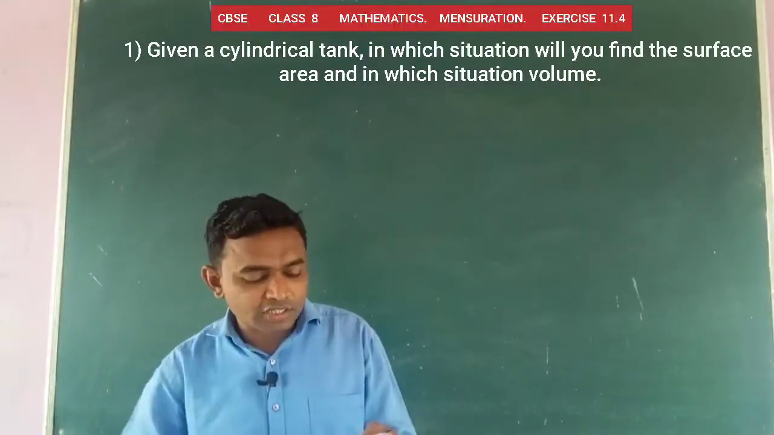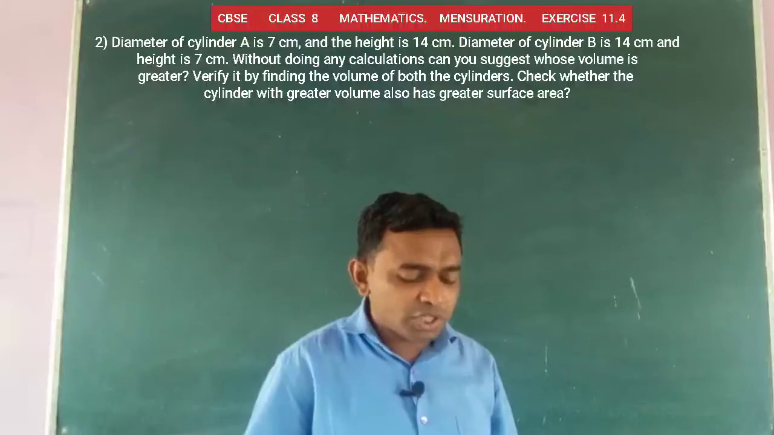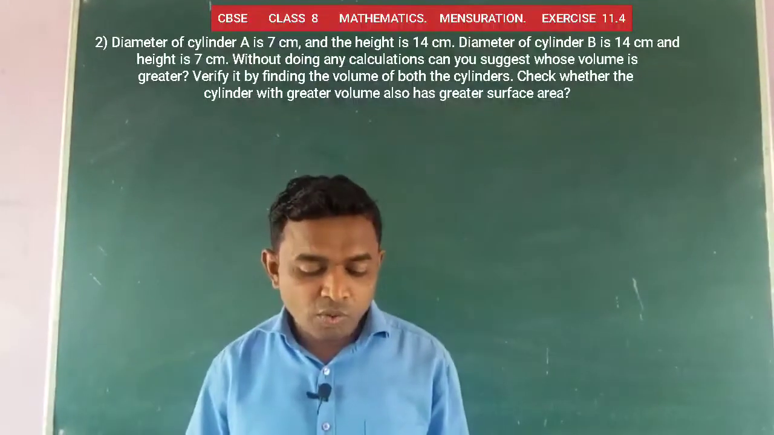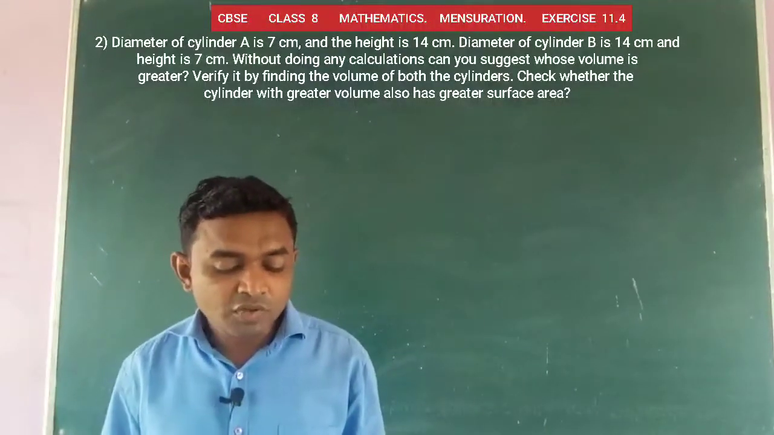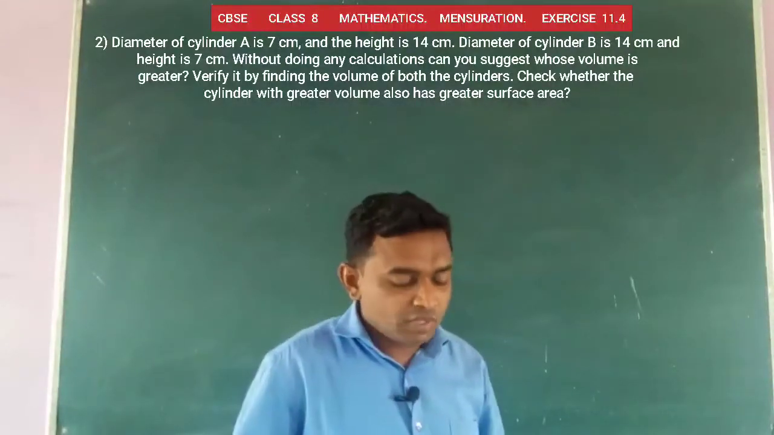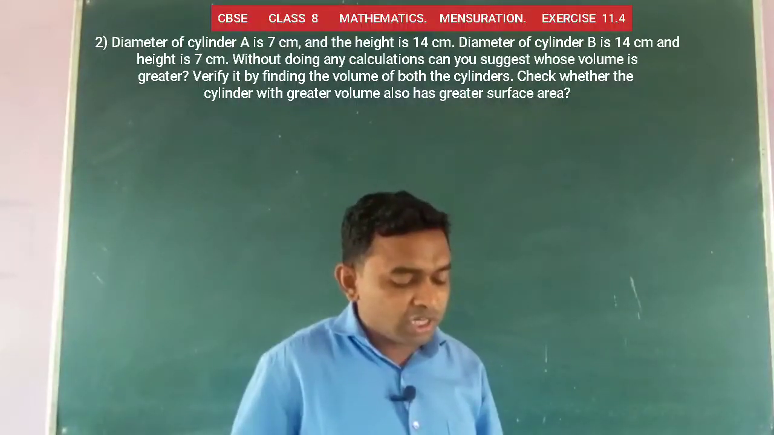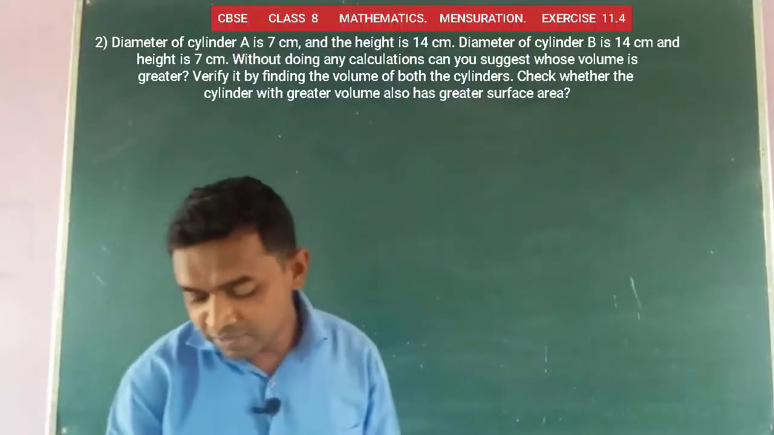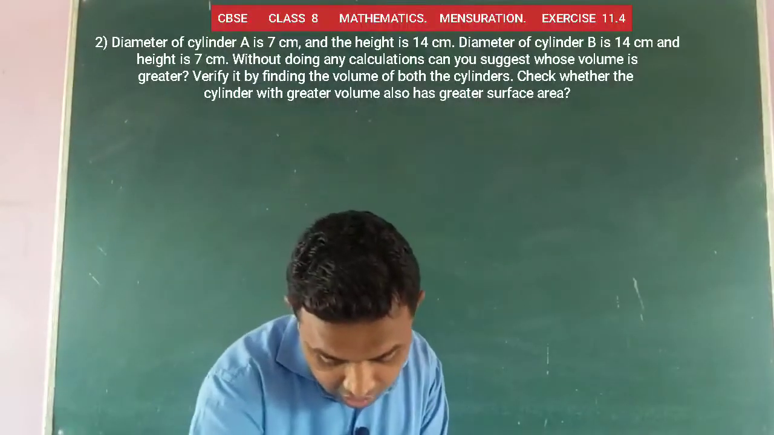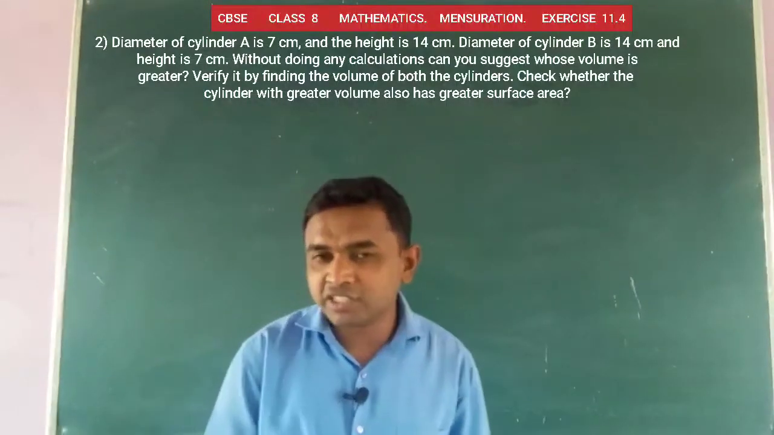And the second question: the diameter of cylinder A is 7 centimeter and the height is 14 centimeter. Then the diameter of cylinder B is 14 centimeter and the height is 7 centimeter. Without doing any calculation, can you suggest whose volume is greater? And verify it by finding the volume of both the cylinders. Check whether the cylinder with greater volume also has the greater surface area. So in this second question there are two cylindrical tanks, cylinder A and cylinder B.